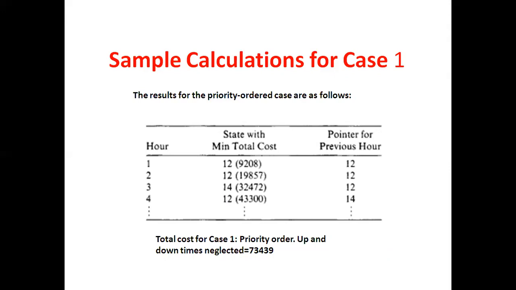In this way, we have to calculate for the 8 hours. So the total cost for case 1, that is the priority order that we have considered, where up and down times are neglected, is 73439. This is the cost for case 1. In case 1 we considered only the priority list scheme, or the priority order. So the total cost is 73439.